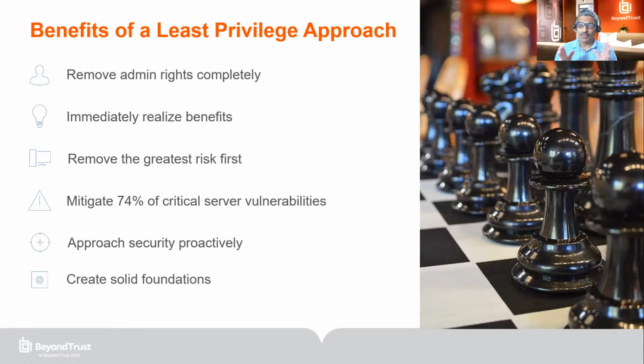With that, one of the biggest attack vectors, right? Around 80% of the vulnerabilities that are typically exploited also involve admin privileges. Second, you remove this biggest risk of admin privileges, and that makes sure that the attacker, even if he has gained access, is very much constrained. This also helps you mitigate 74% of the critical server vulnerabilities, and you can then approach security very proactively, right? And it helps you create a solid foundation.